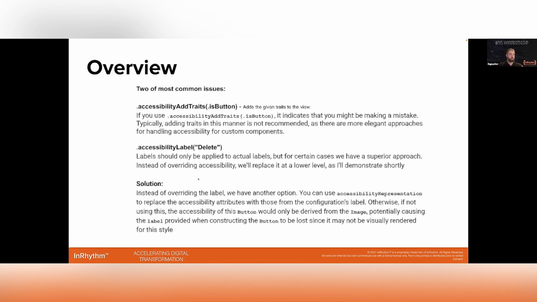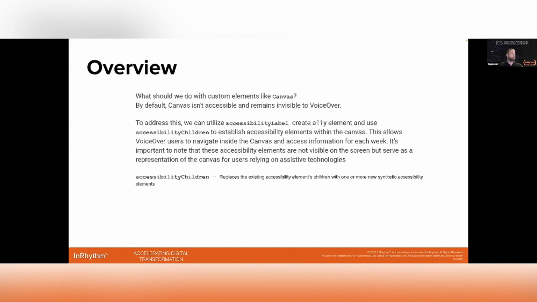So I will not explain the solutions right now. We will just see it during the code process. Beyond the basics, I will show you how to work with the canvas, because technically canvas is a new way to draw different graphs on the UI, and it doesn't have any accessibility. To address that, we can utilize accessibility label to create an element, and then reach each element in that newly created VoiceOver, or accessibility, element. We can use accessibility children, which is also a new one, to establish accessibility elements within the canvas. This allows VoiceOver users to navigate inside the canvas.